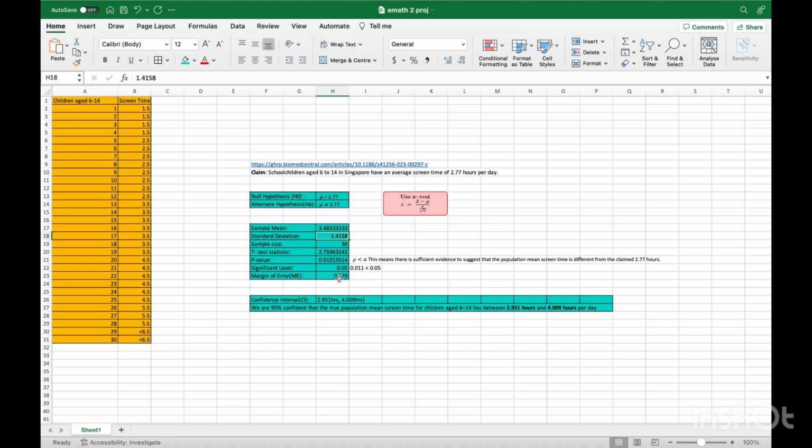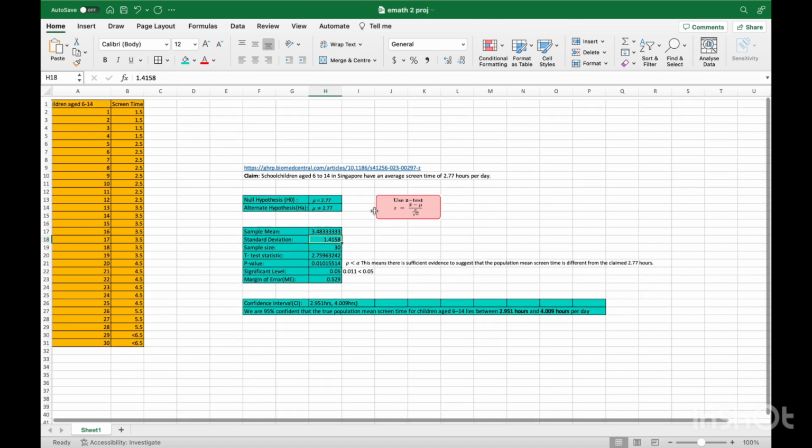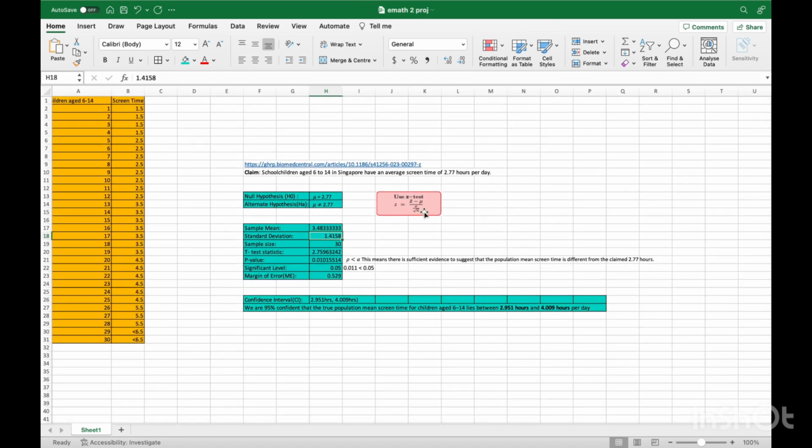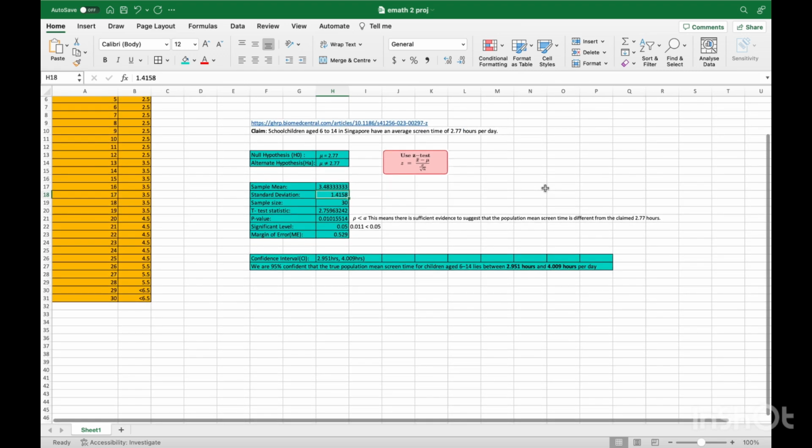I'll be explaining the test statistic. I calculated the statistic using this formula, where x̄ is the sample mean, μ is the claim mean, n is the sample size, and s is the standard deviation, over the square root of the sample size. Sorry about that.